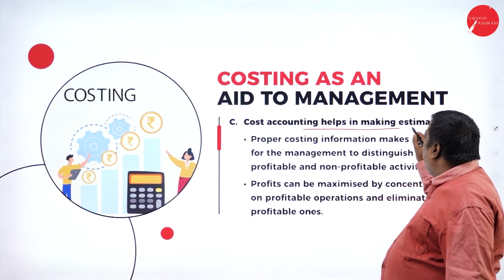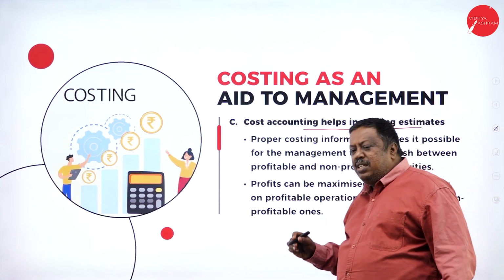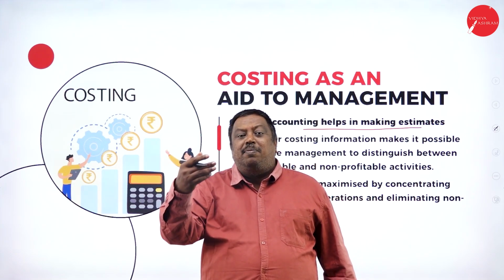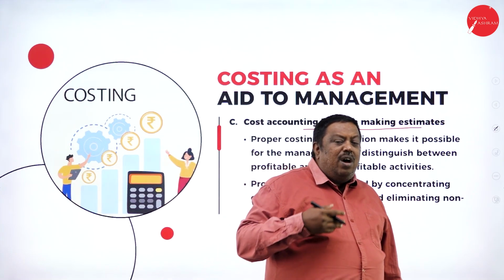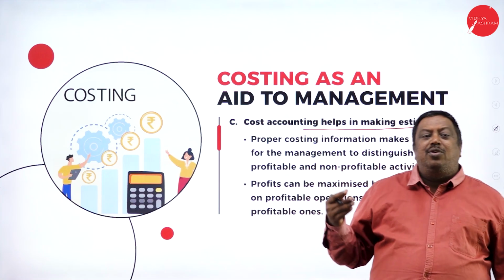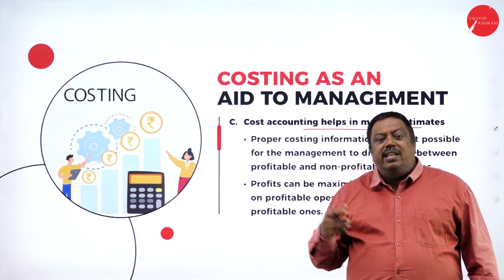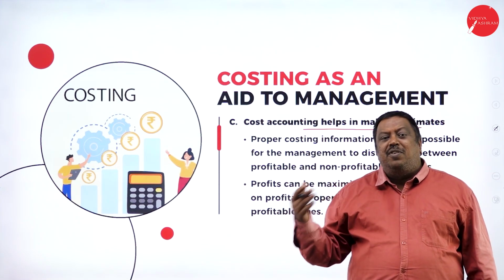Cost accounting helps in making estimates, meaning what the cost of the product should be, what price should be kept for this product, and how we can fix the price if I'm going to get a production order. For example, somebody would come and say, sir, I need 1,500 units tomorrow or within one week.